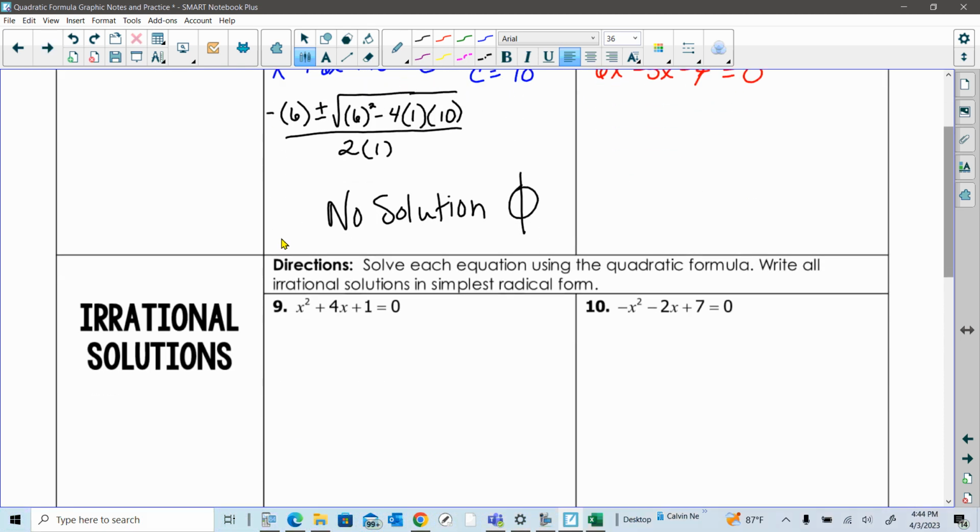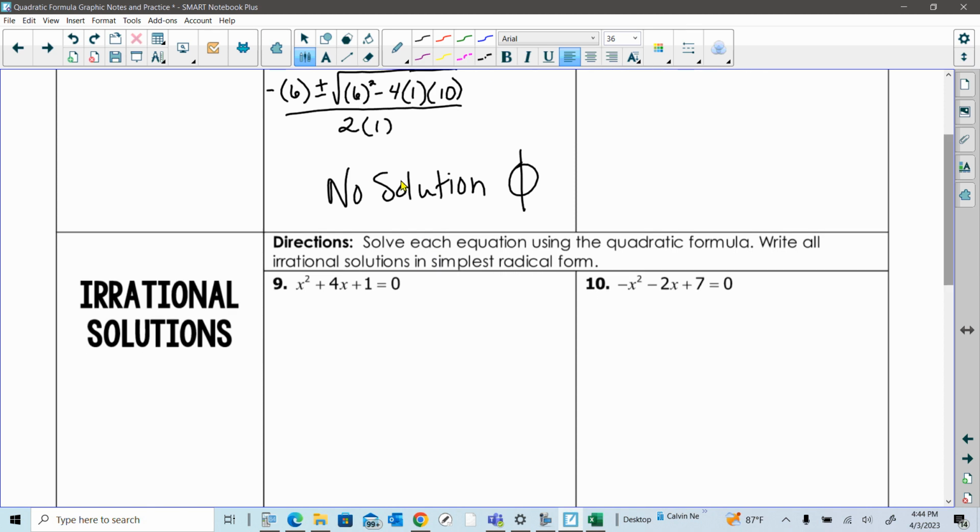Now on number 9 here, it says we're going to have irrational solutions. Basically this means that when we take the square root and get our solution, it's not going to be a perfect square, a perfect whole number. You're going to get decimal answers. And so we're going to go through the same steps, okay?